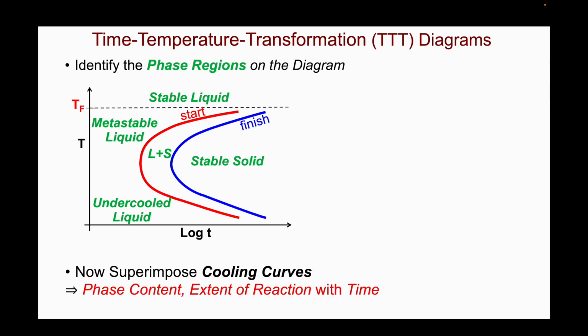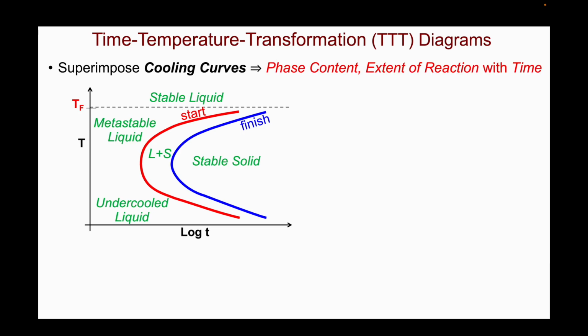Now we'll use the diagram to predict what will happen when a liquid is cooled down from a temperature above the melting point. To do this, we'll superimpose different types of cooling curves and map the reaction as a function of time. First, let's consider a sample that is slow cooled. Here we add the cooling curve. We could quantify the actual rate of cooling if we wished.